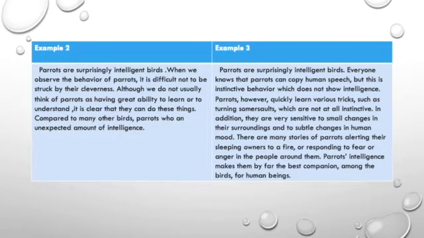Now stop your PowerPoint and read example 2 and example 3. What do you think? Let's have a look. Example 2. Okay. The first sentence talks about that parrots are intelligent birds. There's no problem with the topic sentence.